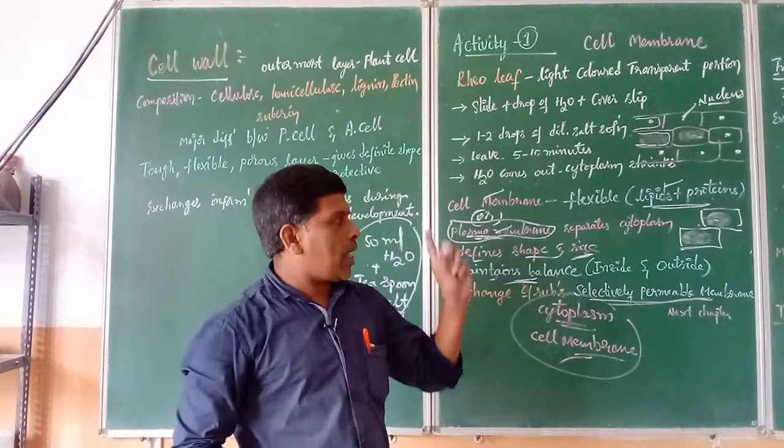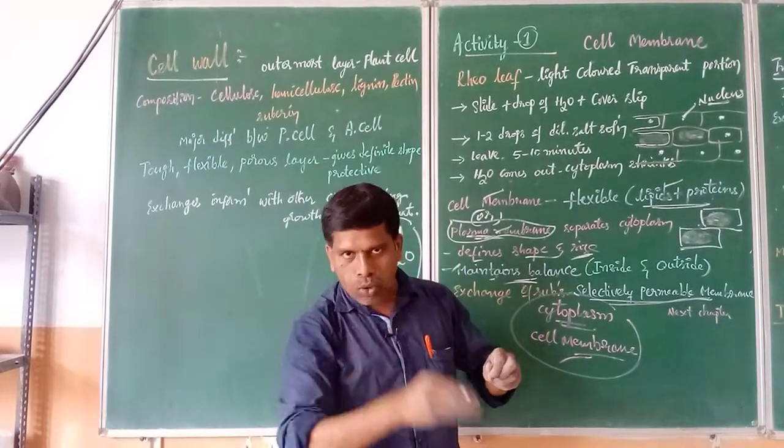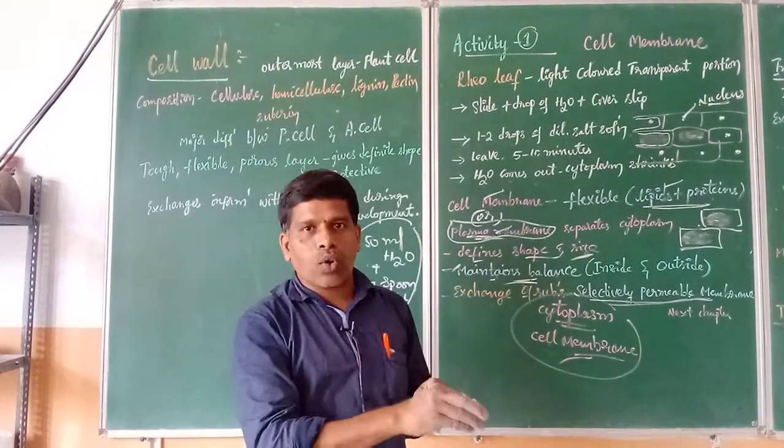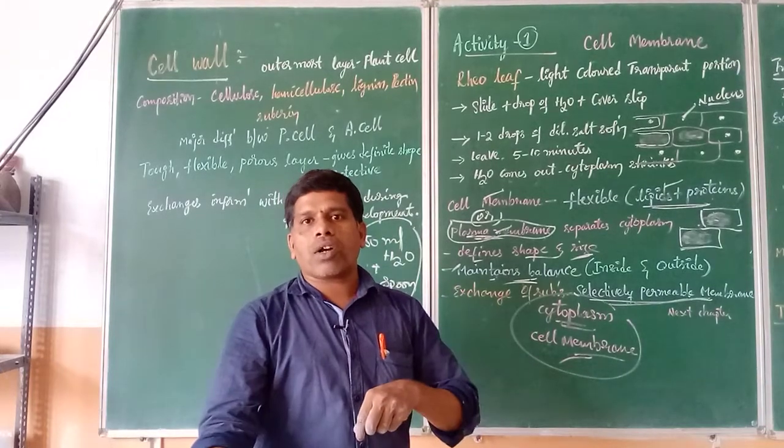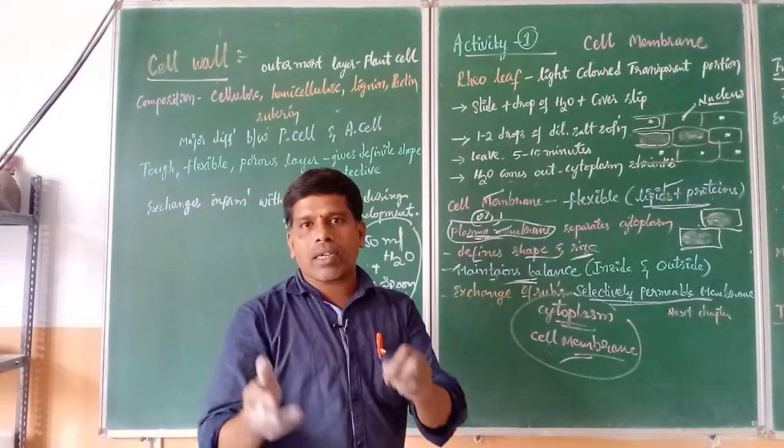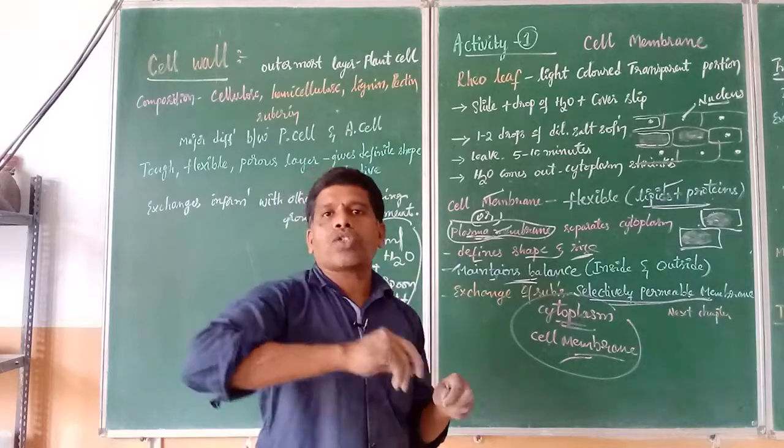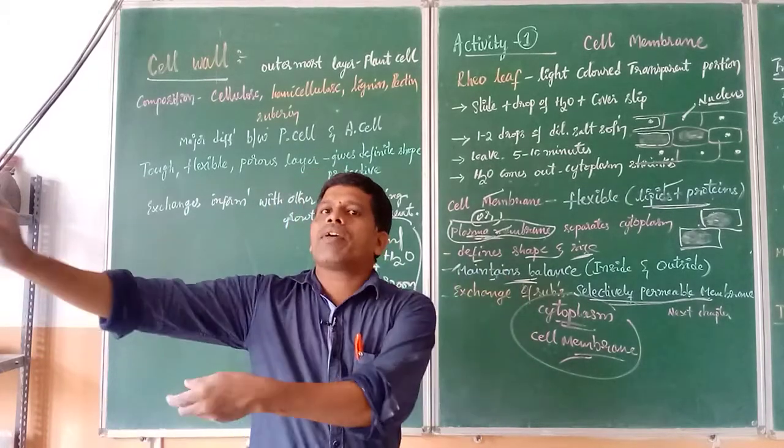For example, suppose a cell requires oxygen, it is allowed to come inside. But when oxygen is used, the leftover product will be carbon dioxide. Now carbon dioxide is not supposed to be inside the cell, so it is to be thrown out. Then it is sending away the carbon dioxide.